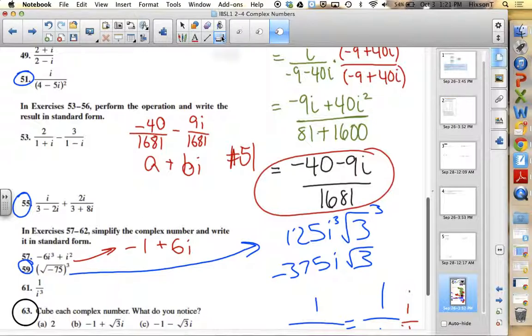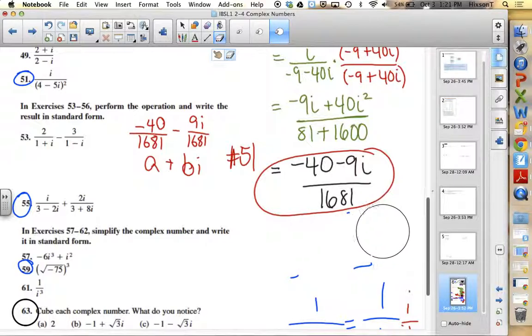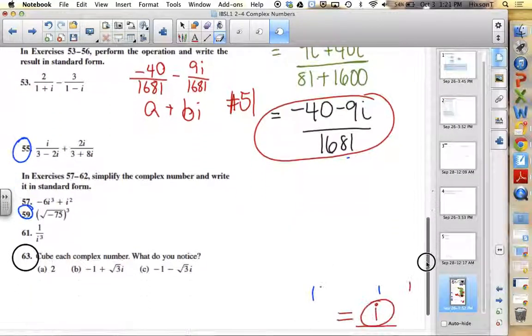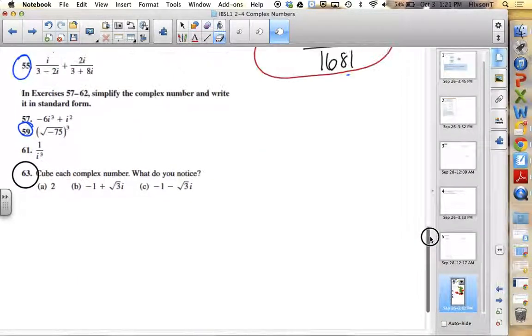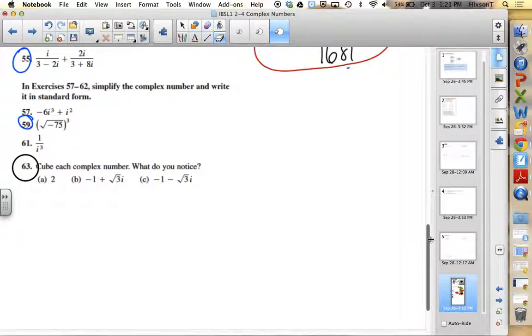Alright, let's see. 63. Yeah, 63 was next. Okay. Wait, what about 55? Oh, 55. Oh, sorry. Yeah, 55, 59, and then 63. Okay. No, to the end.